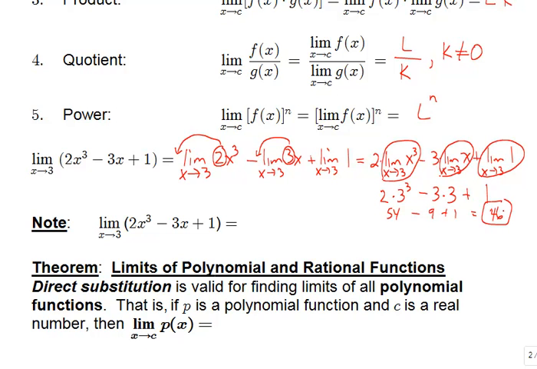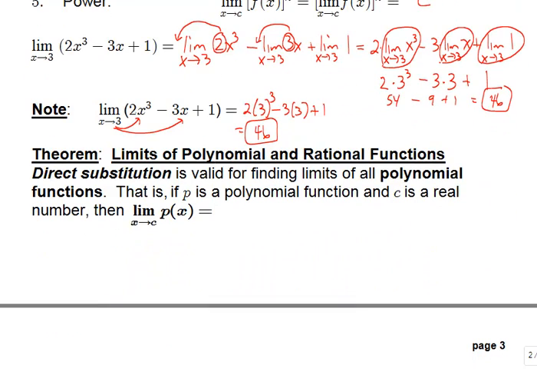Now note, to avoid all these extra steps, you can recognize that this is a nice polynomial, and what we're going to be able to see is that if I had just plugged in 3 from the very start into this polynomial, we would have gotten that 46 as well. So this is a theorem. It says that the limit of a polynomial can be found by just doing direct substitution. So direct substitution is valid for finding limits of all polynomial functions.